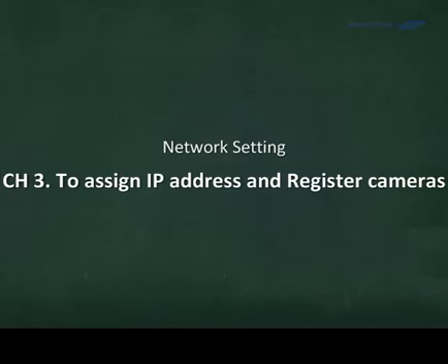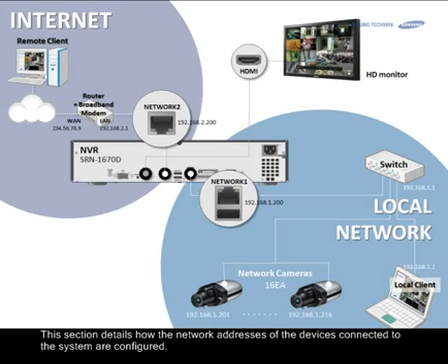Chapter 3. Assigning an IP address and registering the cameras. This section details how the network addresses of the devices are connected to the system and are configured.